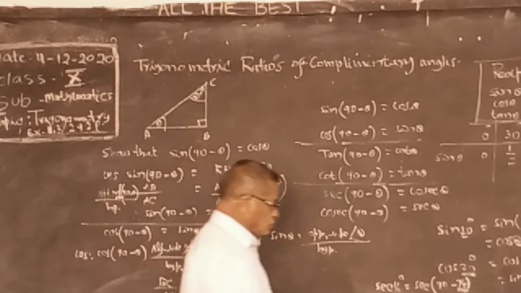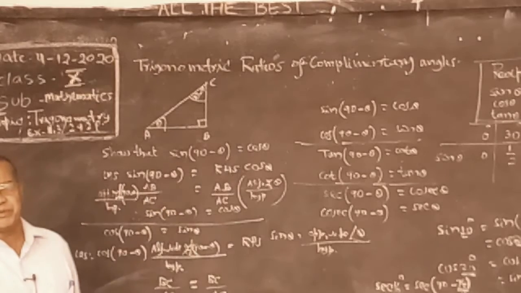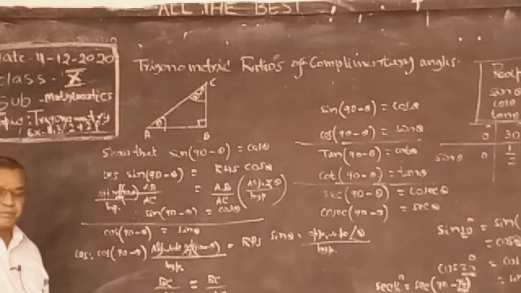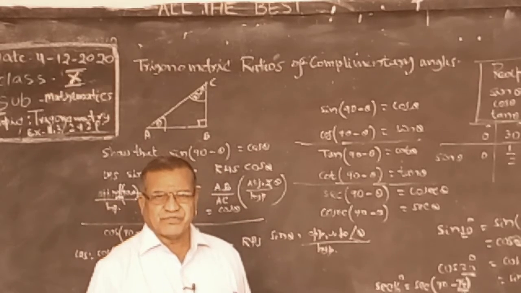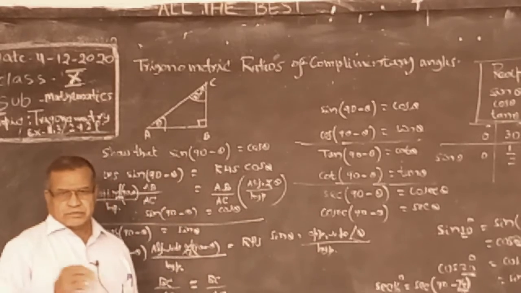Like that you have to remember, because they are complementary angles. Complementary means the sum of the two angles is 90 degrees. Supplementary angles sum to 180 degrees. Reflex is 270 degrees. Right.